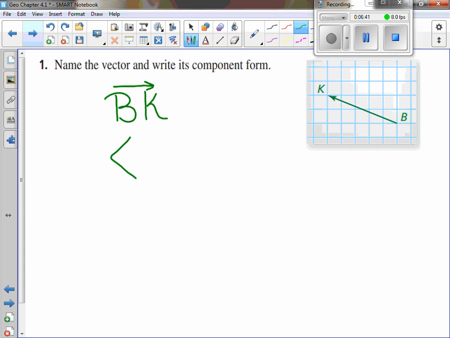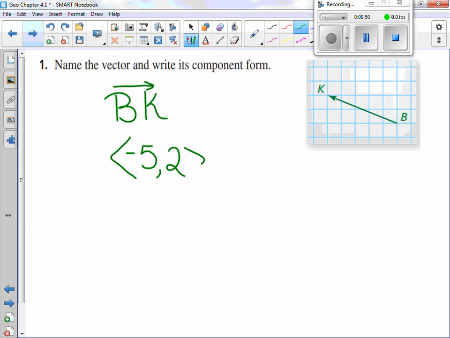Now, horizontally, how far did it move? -5. You moved 5 units to the left. And then up 2. Since it moved to the left 5, it would be -5. And since it moved up 2, it would be a +2.